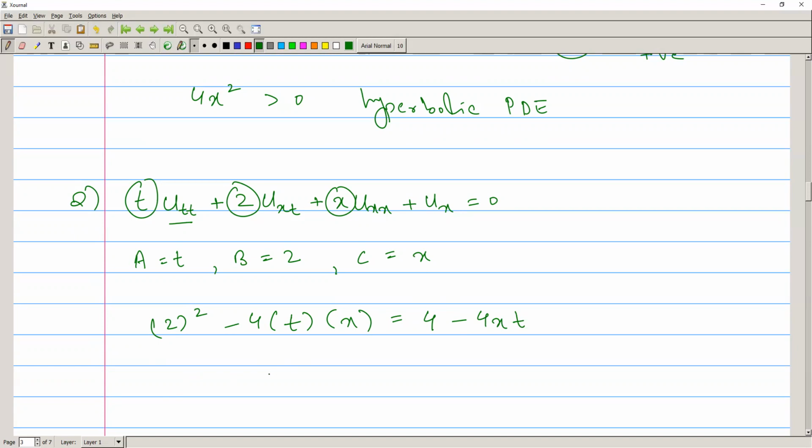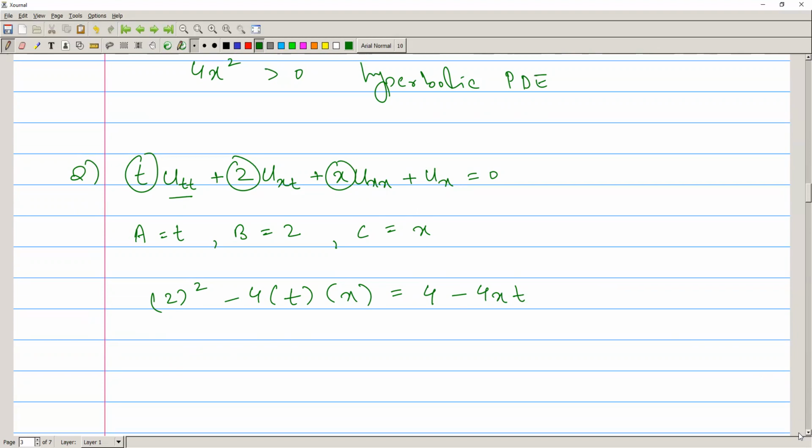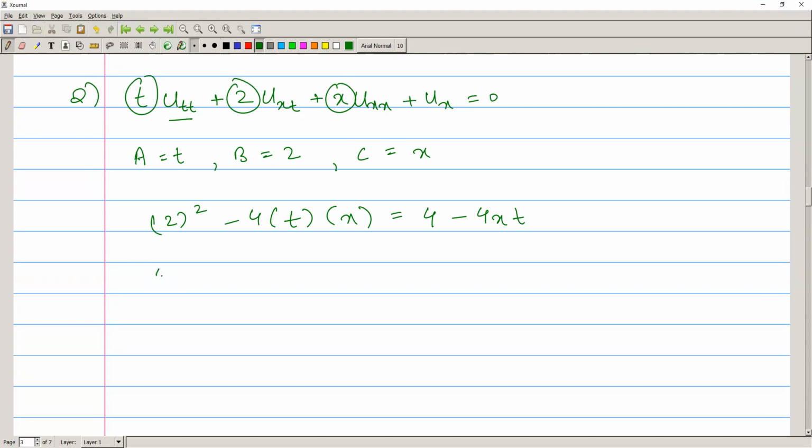Now, how can we conclude this equation? How can we make a conclusion for this equation, that is, whether it's a parabolic, hyperbolic, or an elliptic PDE, right? So let's take 1 minus xt times 4, because 4 is common in both the elements, right? So we can see that if 1 minus xt is equal to 0, it means that xt is equal to 1, right?